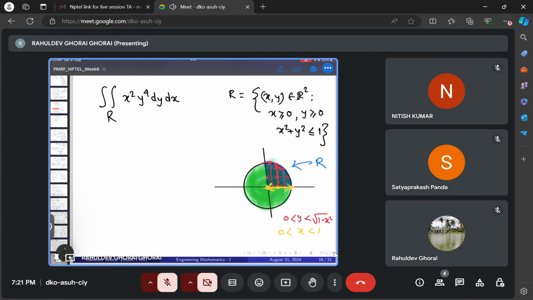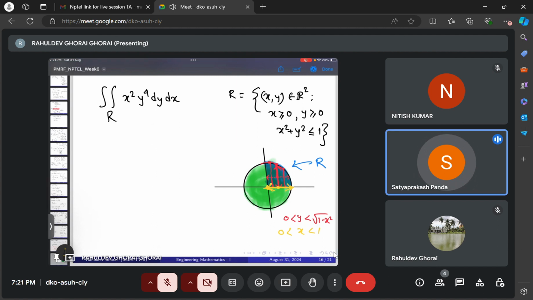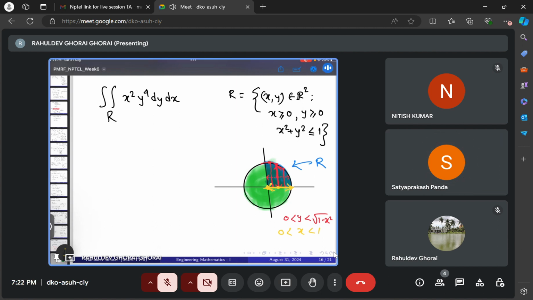Do you understand? Sir, what if we take the x coordinate first? Yeah, that's what we are doing. We are taking x first, x from 0 to 1. Then y will be from 0 to the square root of 1 minus x square. Sir, you are doing the other way? Yes, sir.